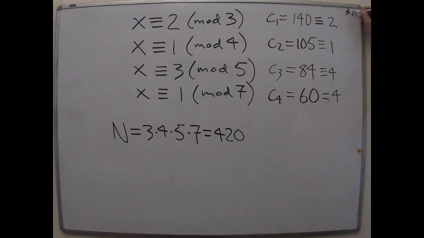Let me just make a column for Di. We'll write them next to their corresponding Ci's. What's the inverse of 2 mod 3? It's 2. 2 times 2 is 4, which is 1 mod 3. The inverse of 1 is always itself. So D2 can be 1. The inverse of 4 mod 5 is 4. Actually, that's another minus 1, right?